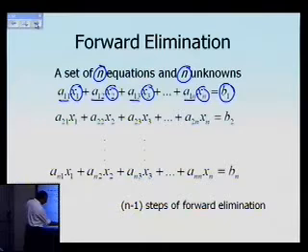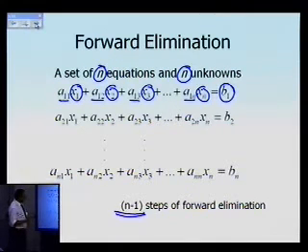And one of the things, again, you got to understand is there are n minus 1 steps of forward elimination because each step within the forward elimination is used to make certain things to be 0 so as to be able to convert the coefficient matrix into an upper triangular matrix.